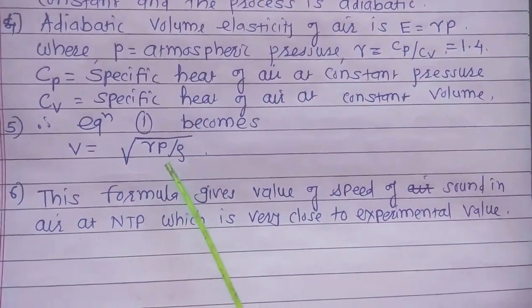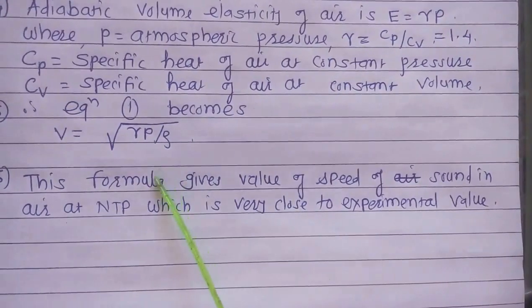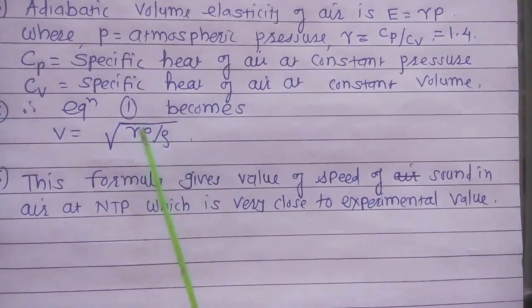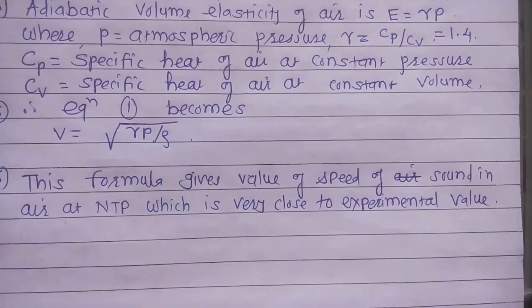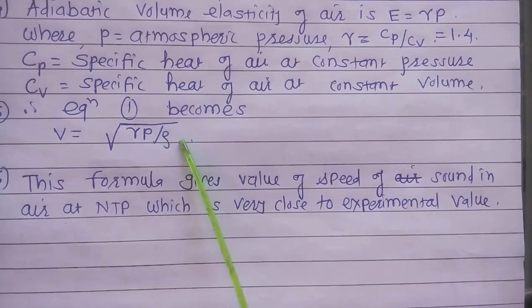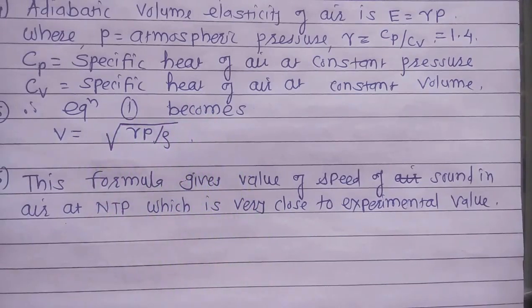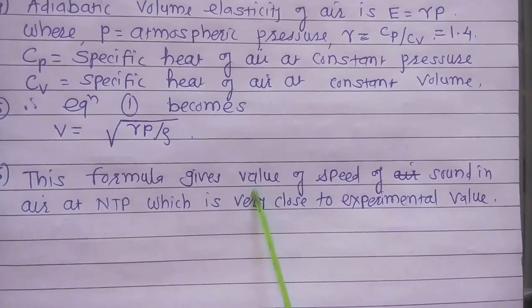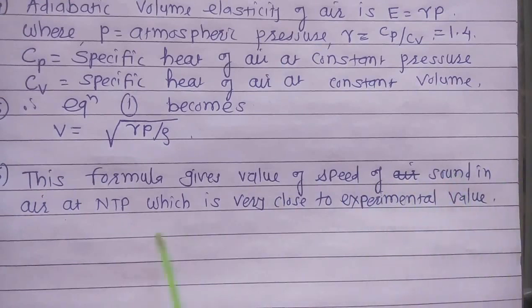Now, by this formula, if we simplify, if you put gamma equal to 1.41, atmospheric pressure P equal to 1.01 into 10 raised to power 5 Newton per meter square and density as 1.29 kilogram per meter cube, and after simplifying we get the value which is very close to the experimental value, that is 332 meter per second. This formula gives the value of speed of sound in air at NTP which is very close to the experimental value. So this is the corrected formula.